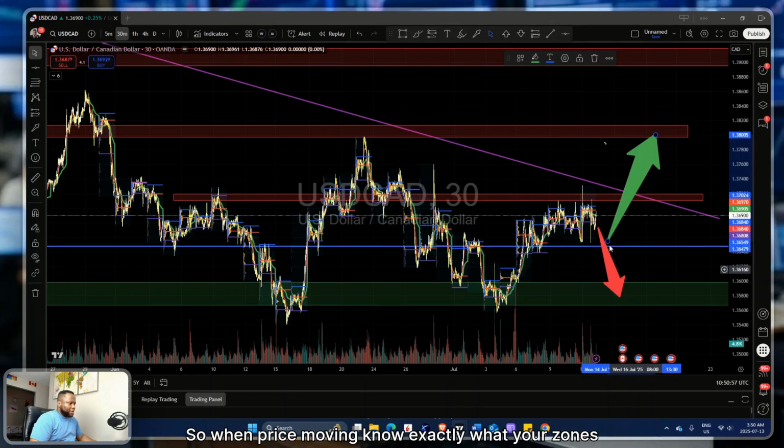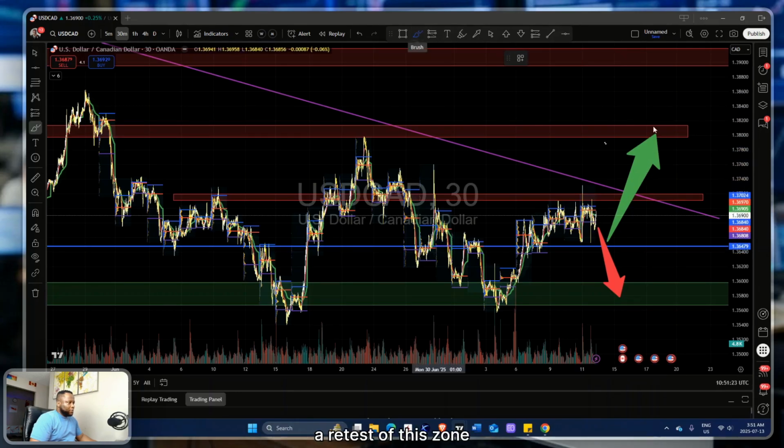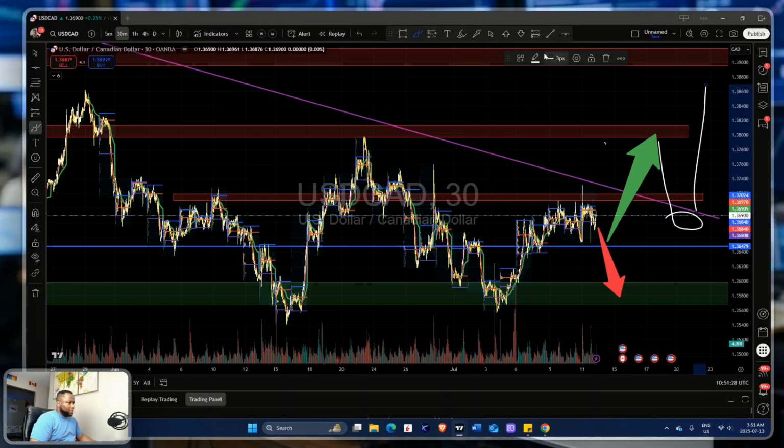So when price is moving, know exactly what your zones are. Above 137.11, 138.00 is possible. And below 136.50, 136 or 135.85 is possible. It brings us to this support zone here. And a break above this is a break above the 4-hour downward trend line, which means a retest of this zone gives you a confirmation to the upside. That's basically it for the USD.CAD.